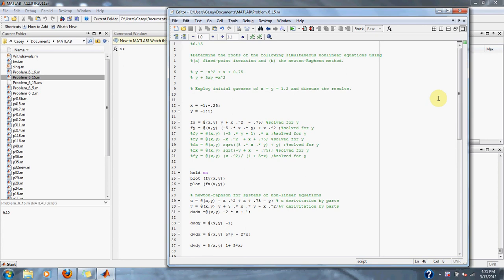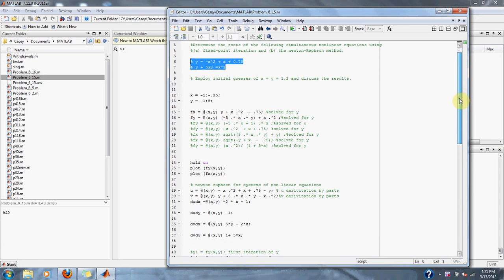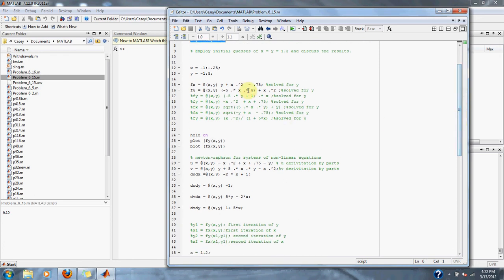Problem 6.15. Determine the roots of the following simultaneous nonlinear equations using fixed point iteration and Newton-Raphson method. So here are two nonlinear simultaneous equations. Our initial guess for the roots will be x equals 1.2 and y equals 1.2. Here are some different setups of the equation to get f of x and f of y for the two separate equations.